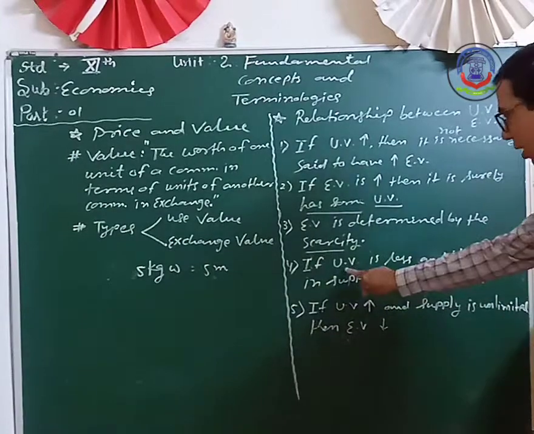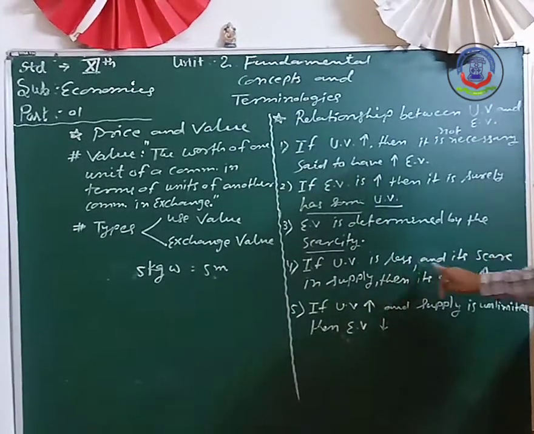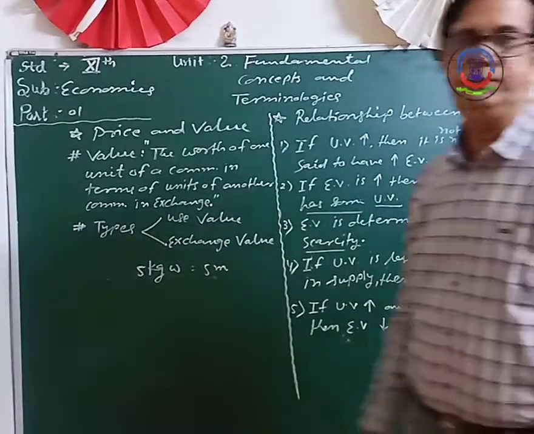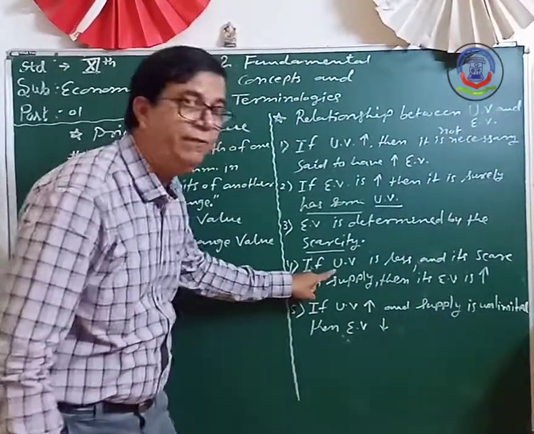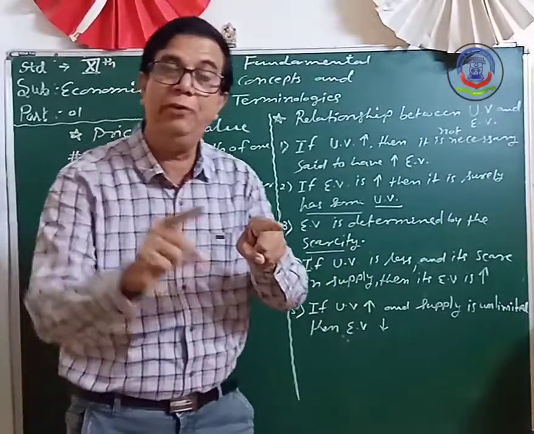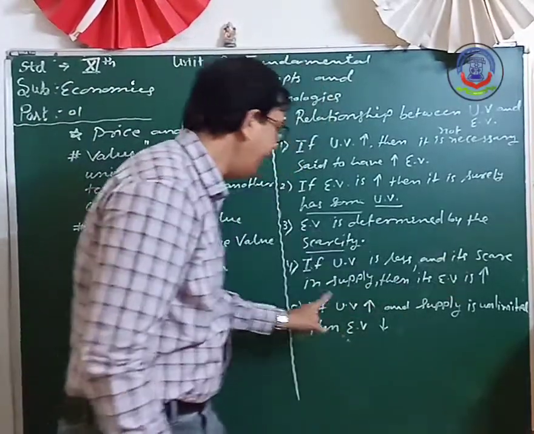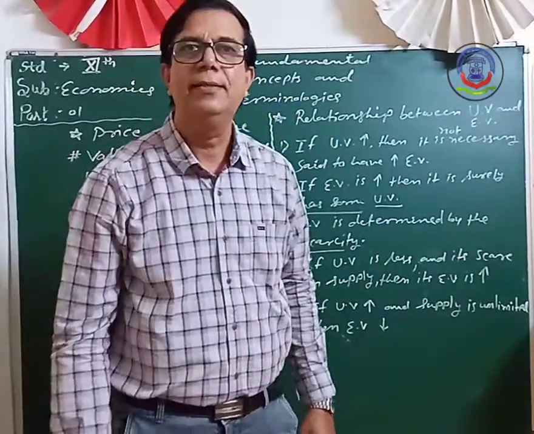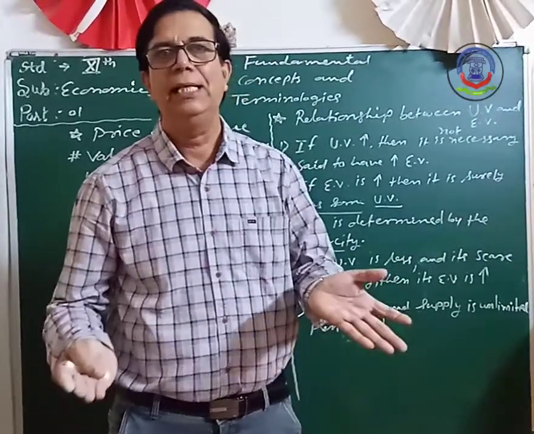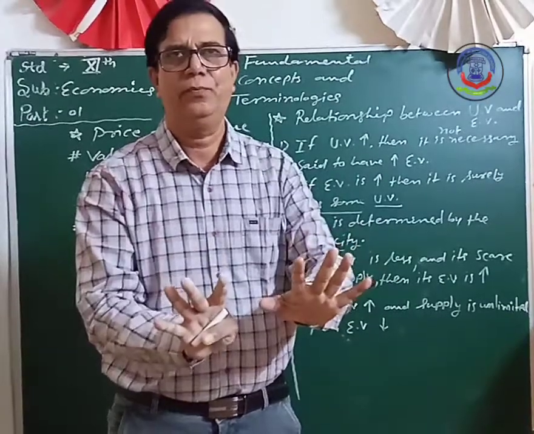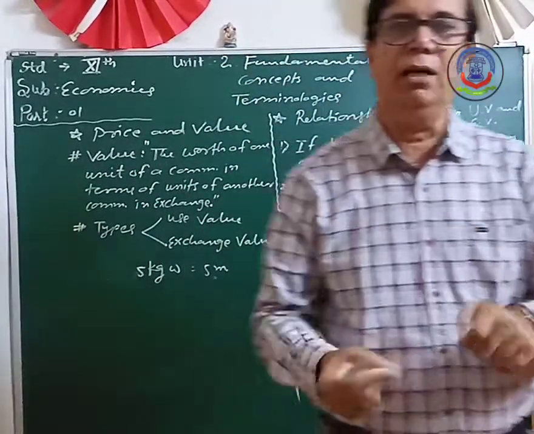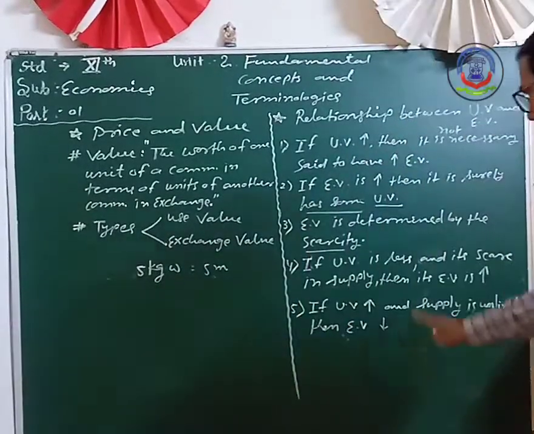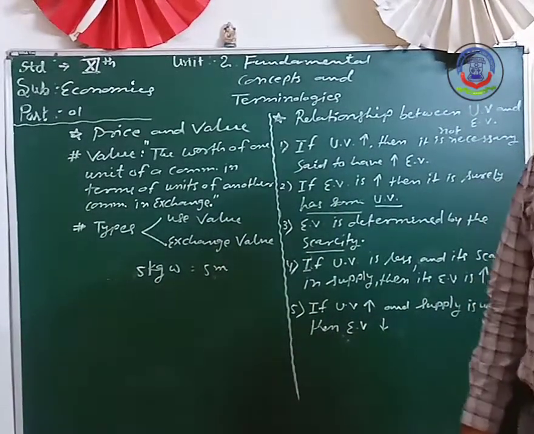Now the next one, if use value is less and it's scarce in supply, then its exchange value is high. One thing to remember, if use value is less and it's scarce in supply, then its exchange value is high. Use value is less, just like golden jewelry and diamond jewelry. And in the economy or in the market, there is a scarcity of gold and diamond. So exchange value is very high.